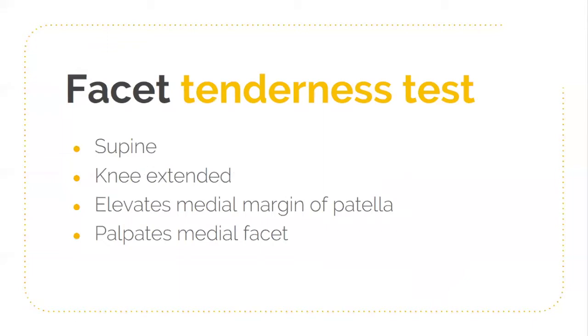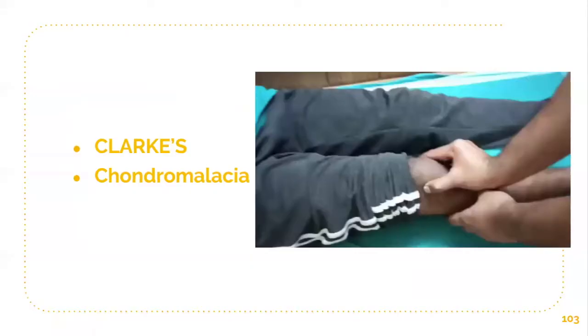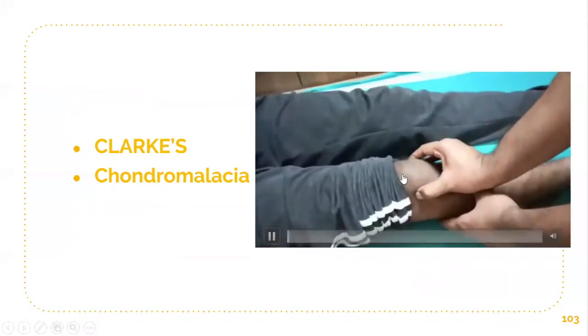We can also use the facet tenderness test, but this test may be positive in patients without chondromalacia patella also. The patient is in supine position, knee in extended position. Elevate the medial margin of the patella and then palpate the medial facet. But this particular clinical examination is not much important in chondromalacia patella. Coming to Clark's test, we can see the video of Clark's test.